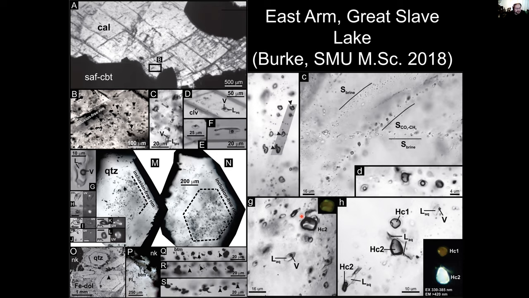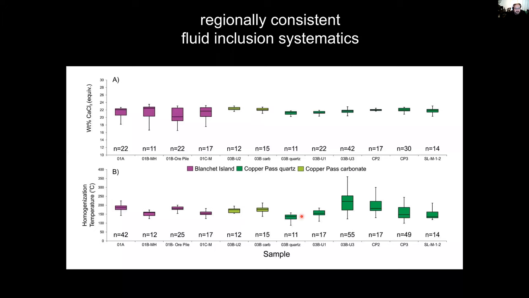within crystalline basement. The fluid inclusion systematics, again, like the metal tenors, are regionally very consistent from one system to another. You see relatively very little variation in salinity and homogenization temperature, which again speaks to this idea that these are big systems for which they are sharing a common fluid source with similar thermal characteristics and salinity characteristics over a large area.